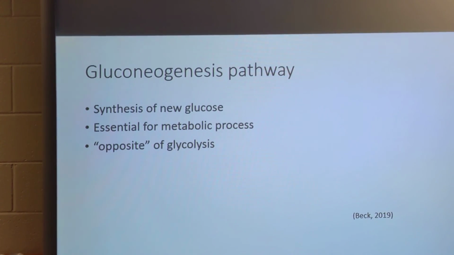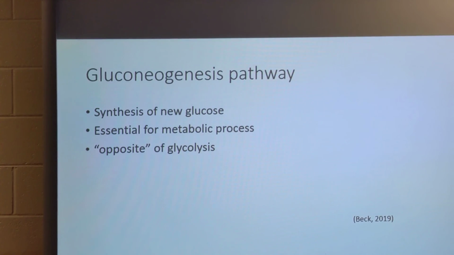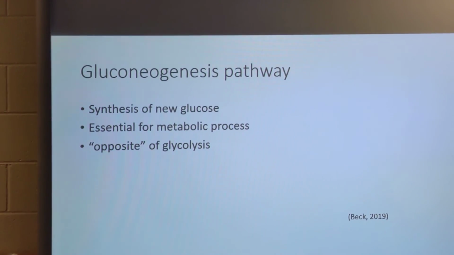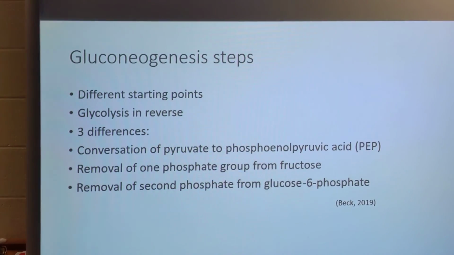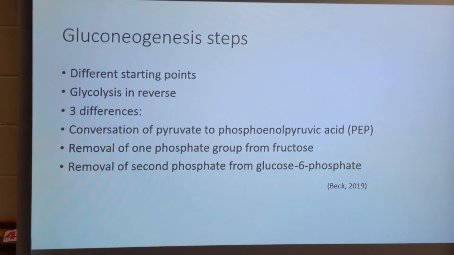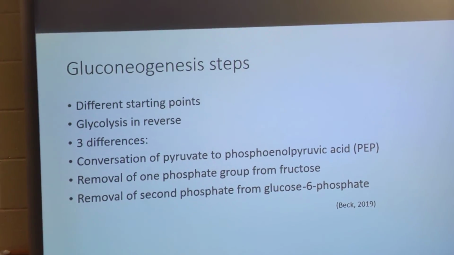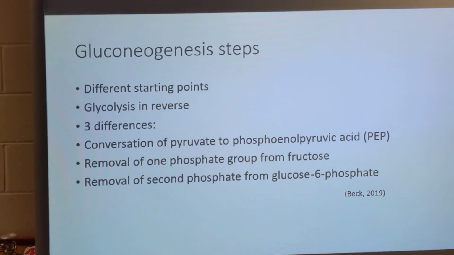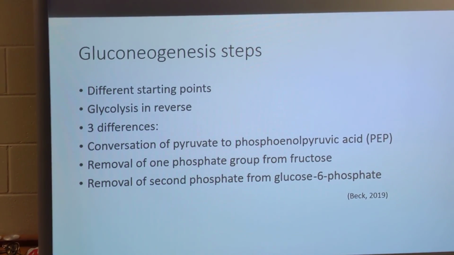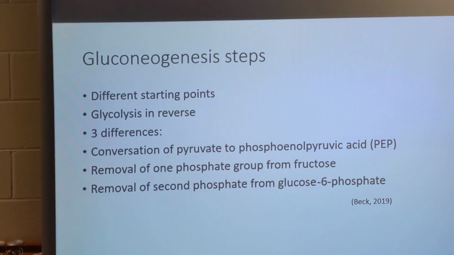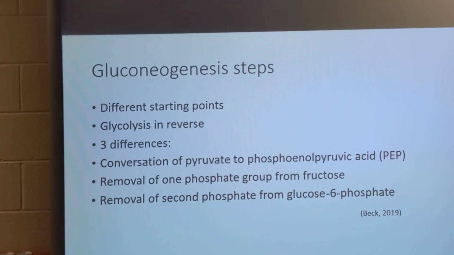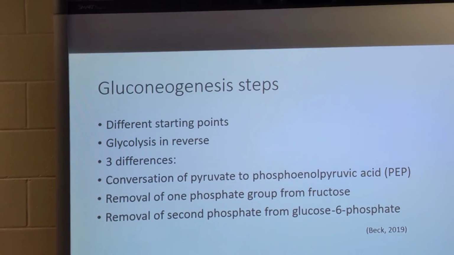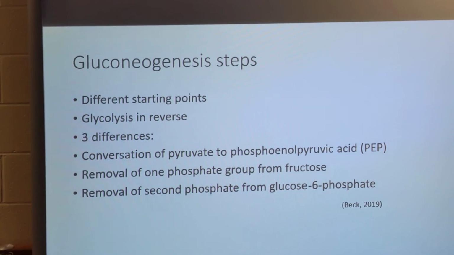The gluconeogenesis pathway, the synthesis of new glucose, is essential for the metabolic process also. Essentially, it is the opposite of glycolysis. While this has a few different starting points, the first step is really always the conversion of pyruvate to PEP. This is also the first major difference between the 2 processes.